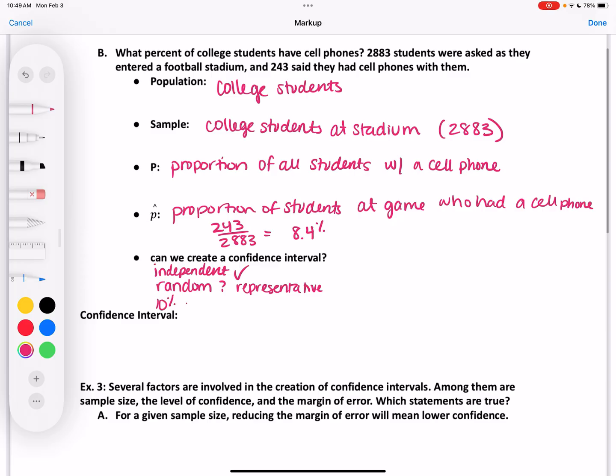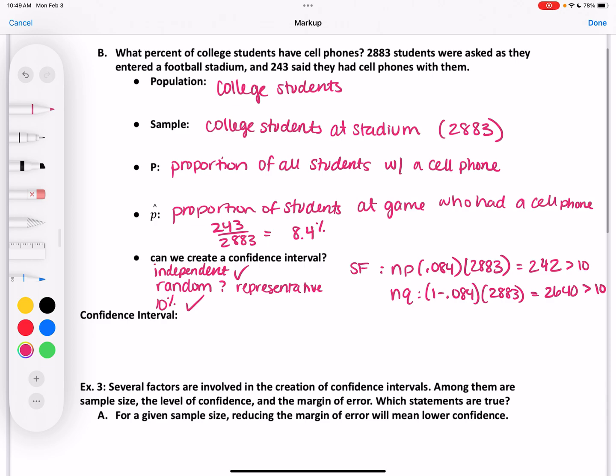Yes. And then success-failure: n times p hat is 0.084, which is that number we just found, times 2883, which is 242. And then n times q hat is 1 minus 0.084 times 2883, which is 2640. Both of those are greater than 10. So yes, we can create a confidence interval.